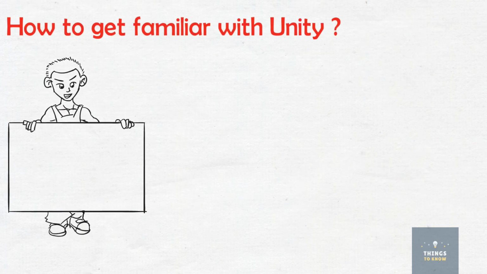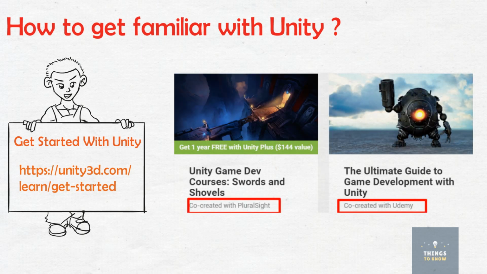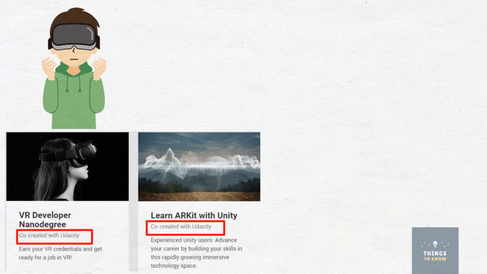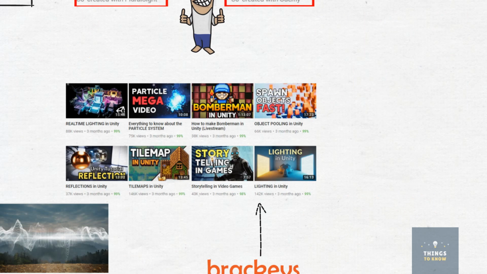How to get familiar with Unity? There are so many tutorials and game kits on the official site for beginners to get you started. Unity has also partnered with Udemy and Pluralsight for beginner courses, and also launched VR courses and a Nanodegree on the Udacity platform. And if you learn from YouTube, then you can follow Brackeys' channel.